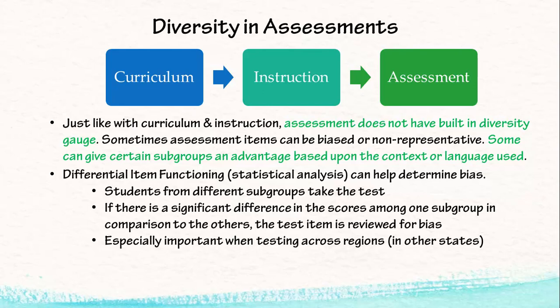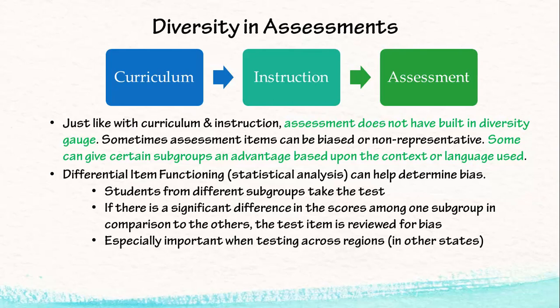So just like with curriculum and instruction, assessment does not have built-in diversity. As you've read in your text, sometimes assessment items can be biased or non-representative, and that will affect how some subgroups are able to perform. Based upon the assessment, if it is biased, some subgroups may have an advantage over other subgroups based upon the context or the language used in the assessment. Your textbook talks about how that is measured.